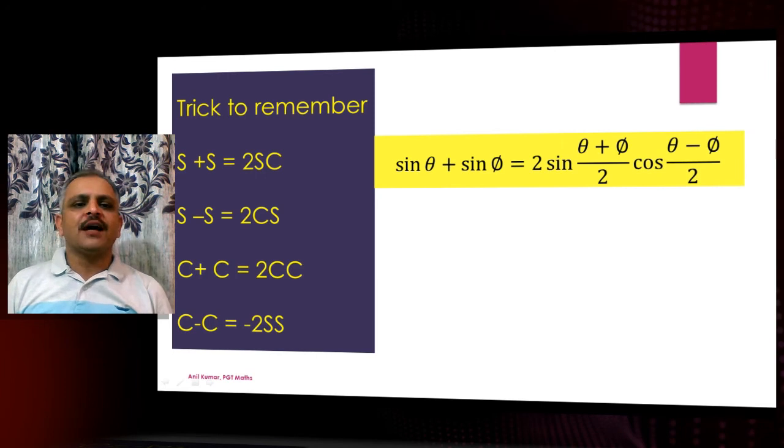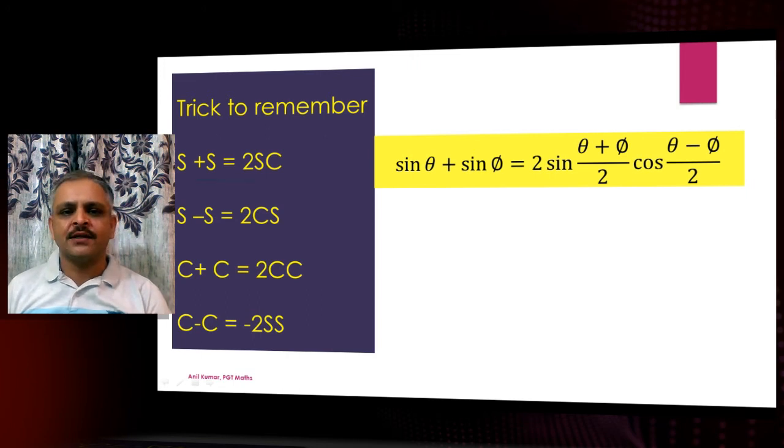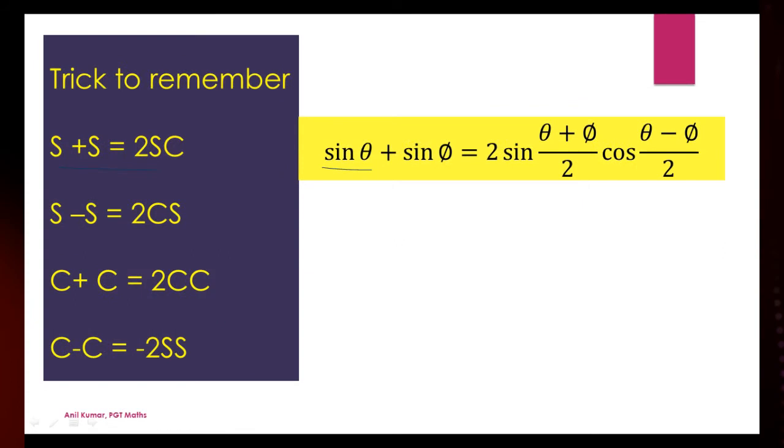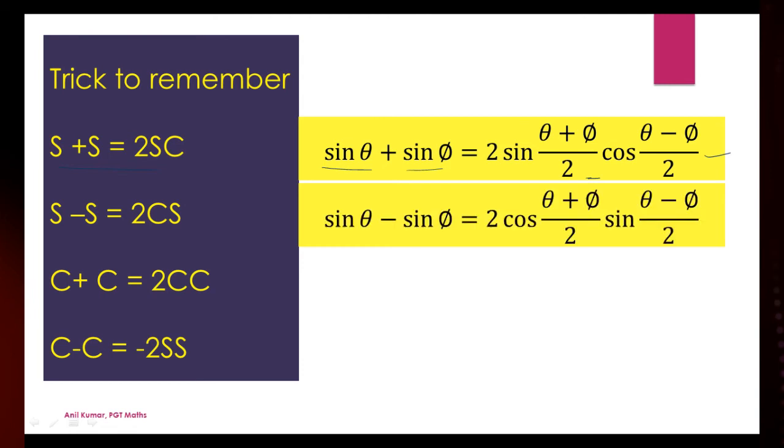Before we start, let's revise a few very important identities which we will use in this video lecture. The first is sum of sines: sine theta plus sine phi is equal to 2 sine of (theta plus phi) by 2 cos of (theta minus phi) by 2. The second identity is difference of sines: sine theta minus sine phi is equal to 2 cos of (theta plus phi) by 2 sine of (theta minus phi) by 2.